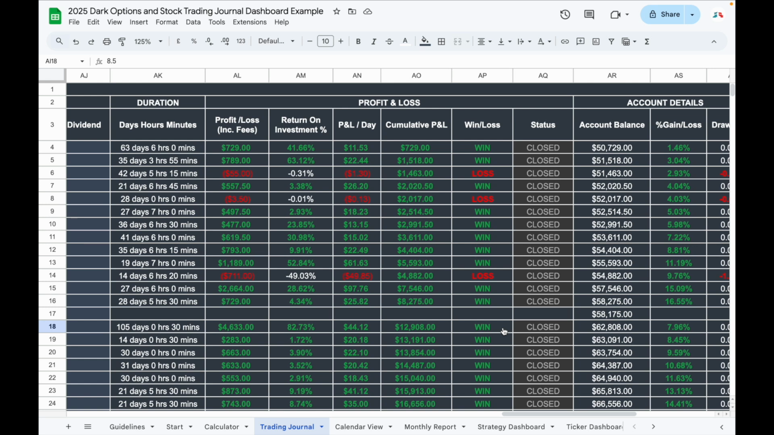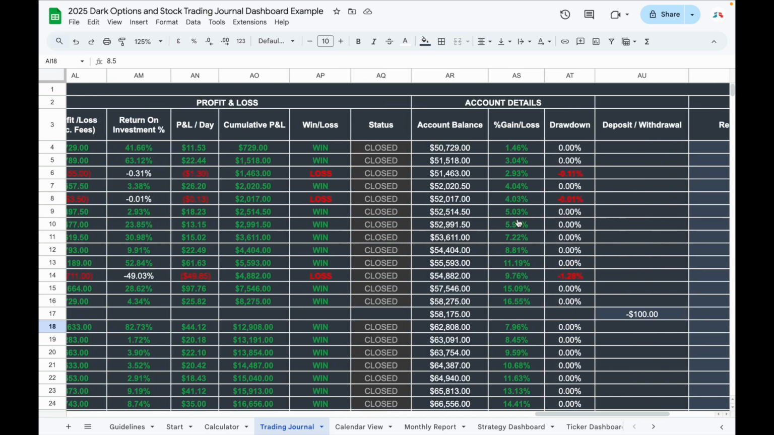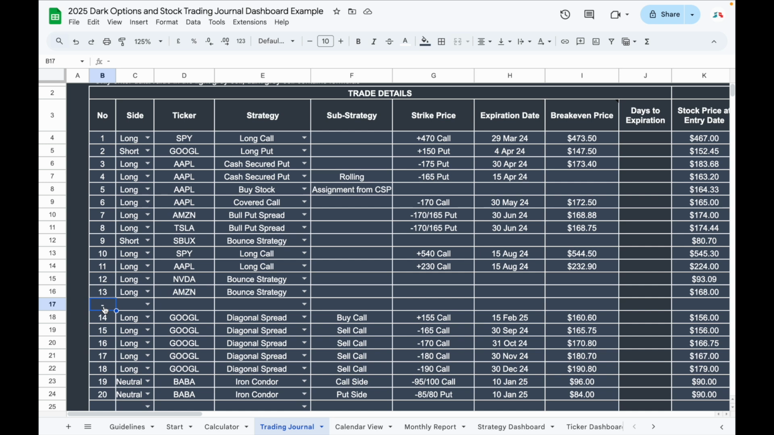Once you have entered all trade details, the journal will automatically calculate the trade duration, profit and loss, return on investment percentage, profit and loss per day, cumulative P&L, win or loss status, trade status, whether it's still open or closed, account balance, percentage gain or loss, and the drawdown after each trade. If you deposit or withdraw funds, put a dash sign in the trade number column to prevent it being counted as a trade.